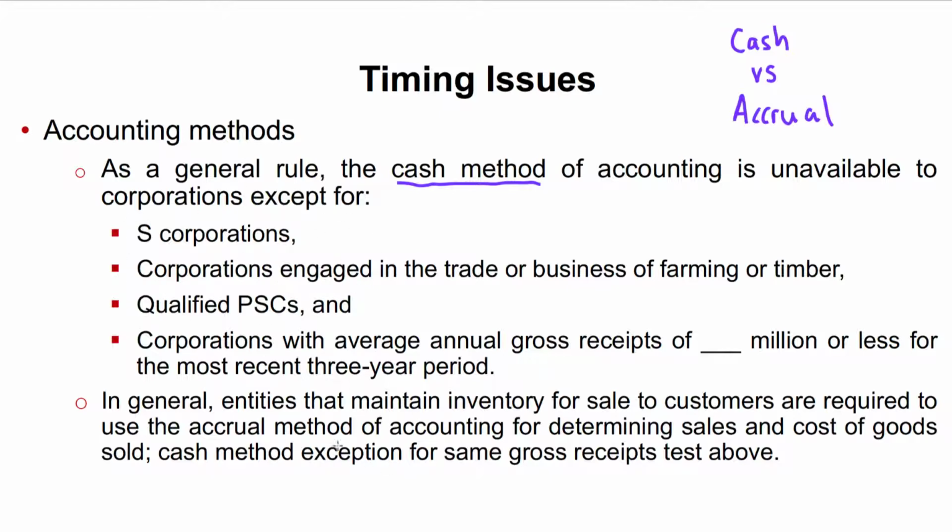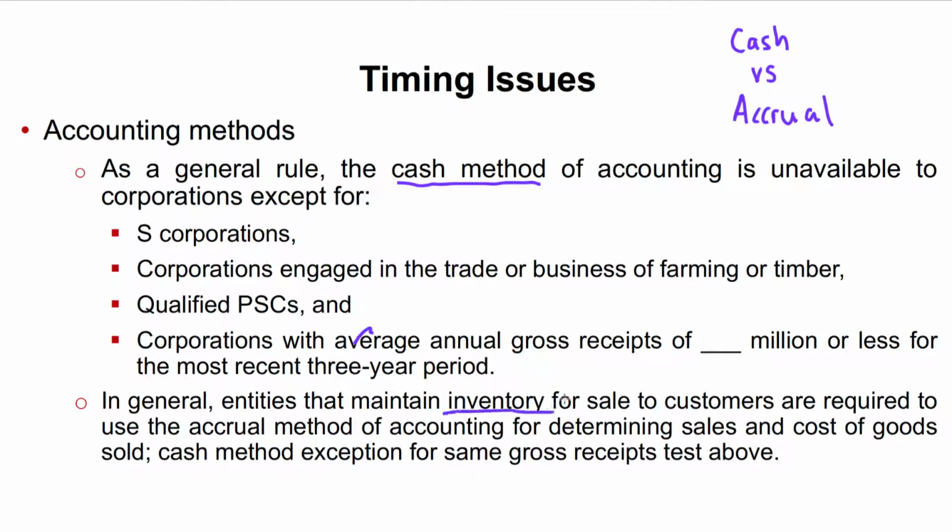Now, another thing. So if you're a C corporation, which is what we're focusing on when we discuss these topics, or any corporation really, you cannot get the cash method. Must be accrual method. You can get cash method if you're an S corporation, farming, qualified personal service corporation, or you have average annual gross receipts of $25 million or less for the most recent 3-year period, again, the average.